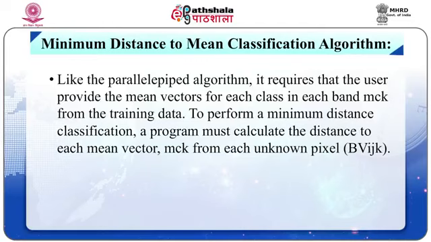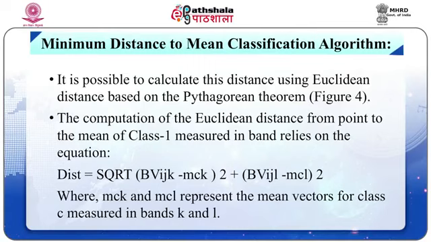To perform a minimum distance classification, a programmer must calculate the distance to each mean vector Mck from an unknown pixel. It is possible to calculate this distance using Euclidean distance based on the Pythagorean theorem shown in figure number 4. The computation of the Euclidean distance from a point to the mean of class c measured in bands k and l relies on the given equation, that is, distance equals the square root of (BVijk minus Mck) squared plus (BVijl minus Mcl) squared, where Mck and Mcl represent the mean vectors for class c measured in bands k and l.